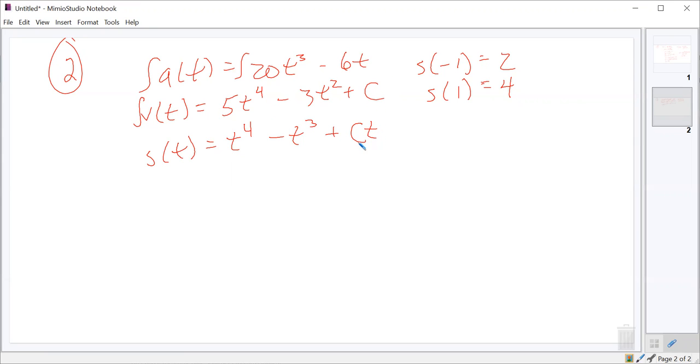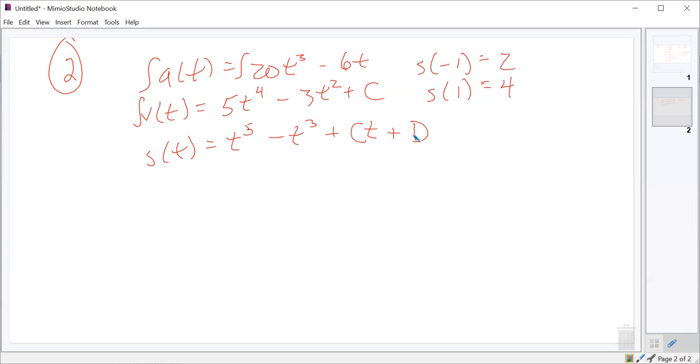Did I make a mistake with my integration? Oh, I did say, why did I write t to the 4th? I said t to the 5th. Yeah, no. T to the 5th minus t cubed plus constant times t. And then what do we have to add to that? Since we integrated again, we have to add another constant. We'll call that one d.